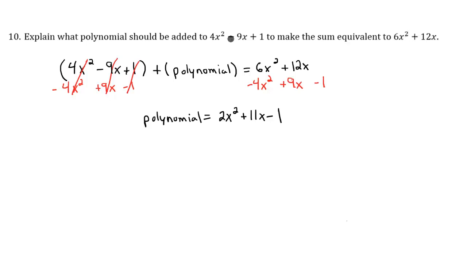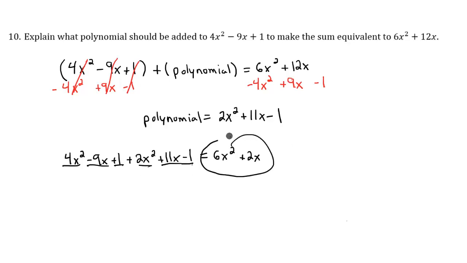So if we want to, just go back and add it to this trinomial to check our work, we could go ahead and do that. So here's the addition right here. We have our trinomial being added to this trinomial. So 4x squared plus 2x squared, this and this added together gives me 6x squared. Negative 9x plus 11x is going to give me plus 2x, and then 1 minus 1 is 0, and this is what we're given, which is what we wanted it to equal.